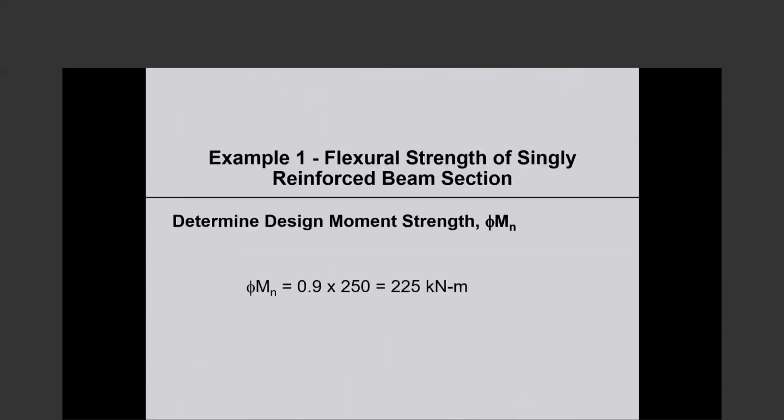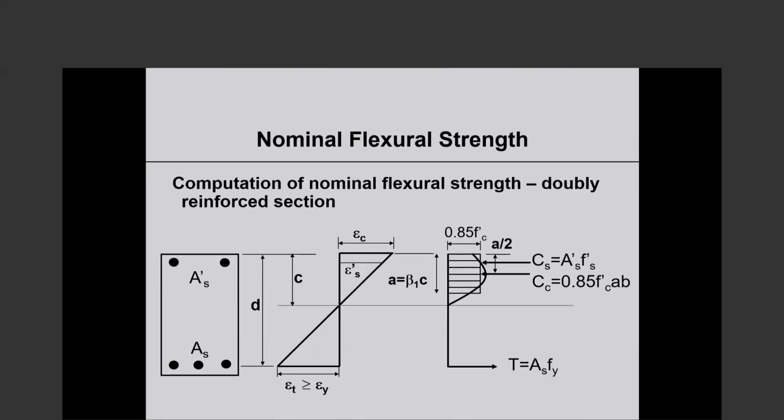Anyway, take it from me. I don't see the D prime marked here. So this distance is D prime. The distance from the compression concrete force to the compression steel force to the tension steel force is D minus D prime. That's what we are looking at.